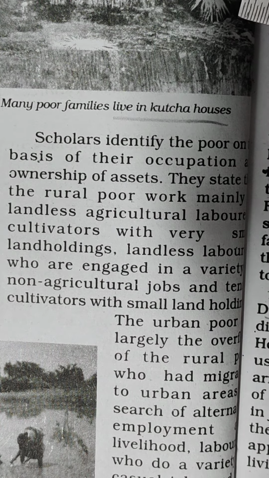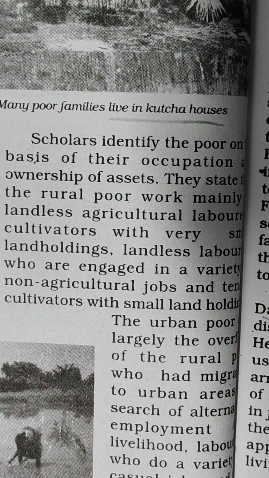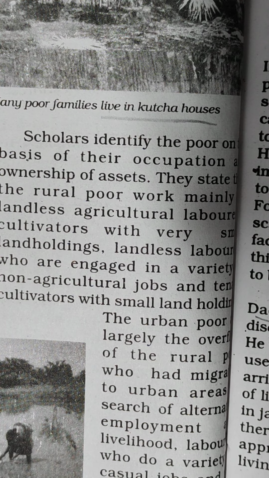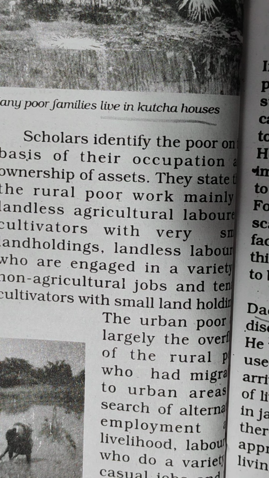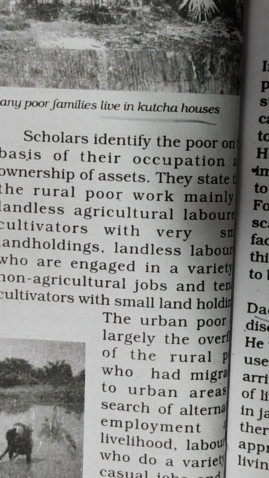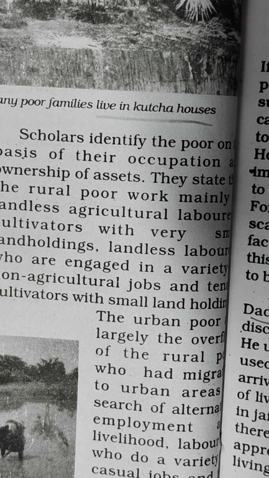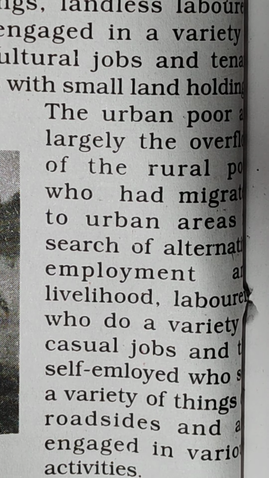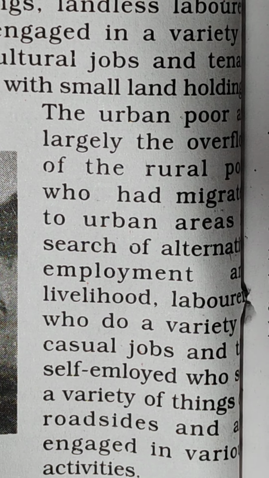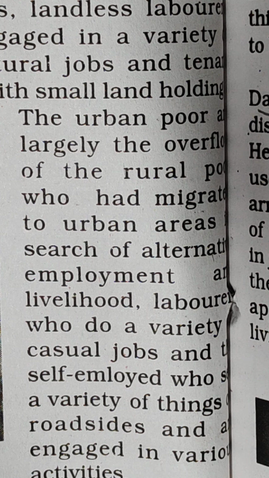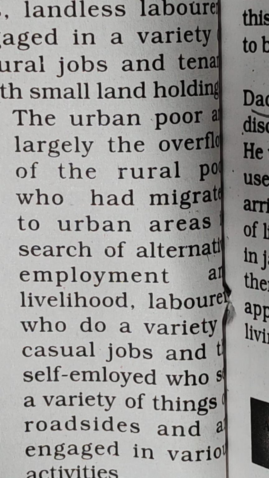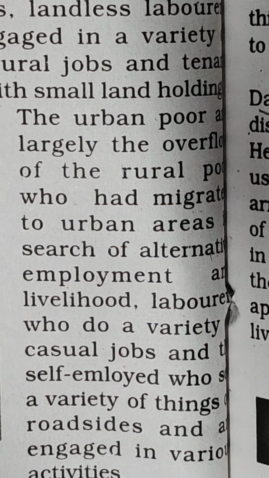Scholars identify the poor on the basis of their occupation and ownership of assets. They state that the rural poor work mainly as landless agricultural laborers, cultivators with very small holdings, landless laborers who are engaged in a variety of non-agricultural jobs, and tenant cultivators with small land holdings. The urban poor are largely the overflow of the rural poor who had migrated to urban areas in search of alternative employment and livelihood. Laborers who do a variety of casual jobs and the self-employed who sell a variety of things on the roadside and are engaged in various activities.